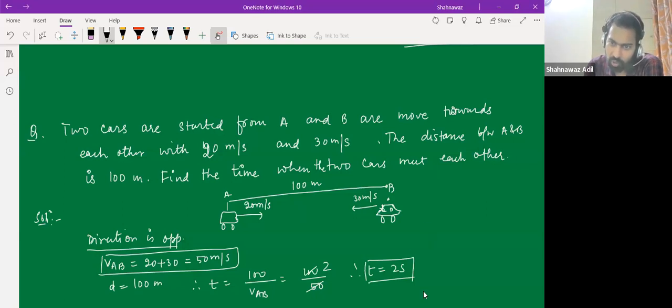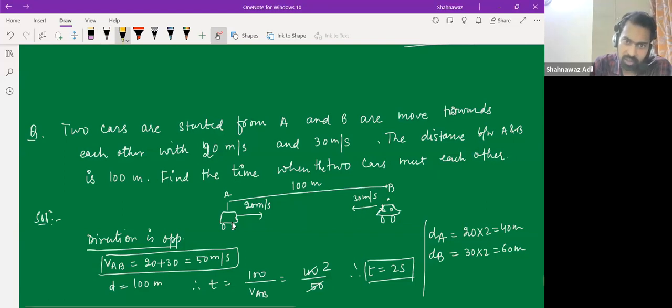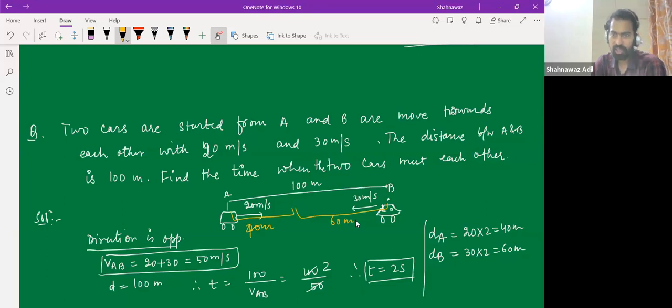Understood. So the distance covered by car A would be 20 into 2, which is 40 meters, and the distance covered by car B would be 30 into 2, which is 60 meters. So this will cover 40 meters, and this will cover 60 meters. Is that clear to you guys? Yes, sir.